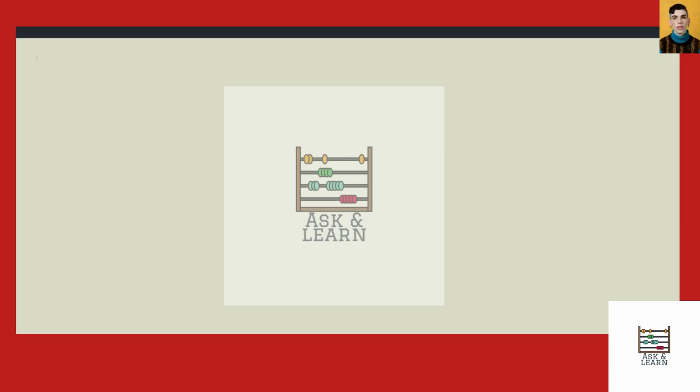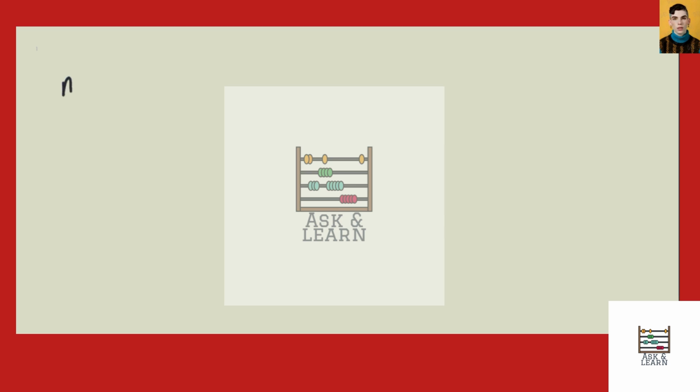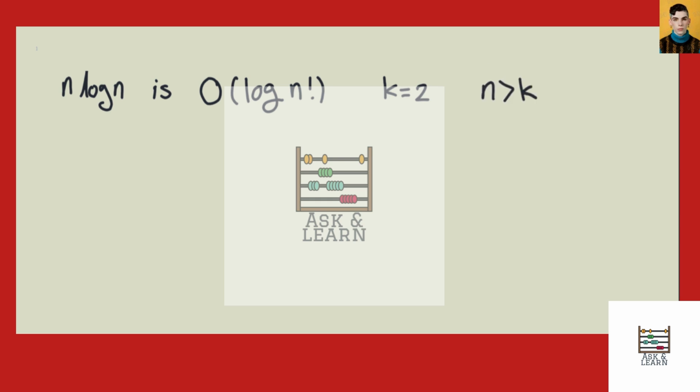All right, so here we want to prove that n log n is going to be big O of log n factorial. Okay, so we will just start by setting k equal to 2 and letting our n be greater than k.